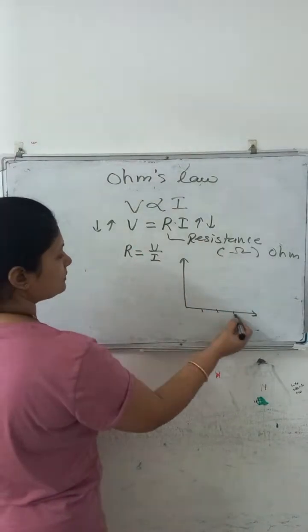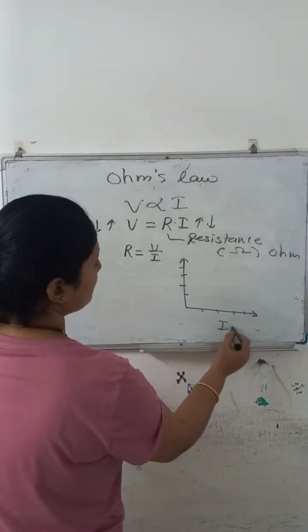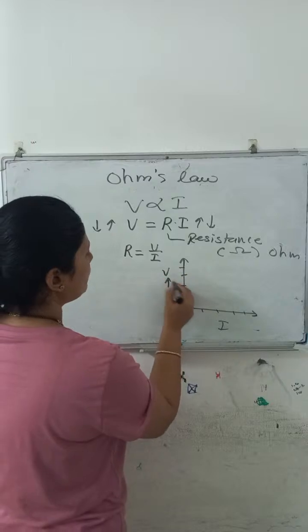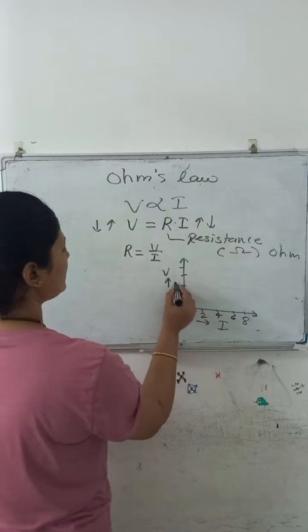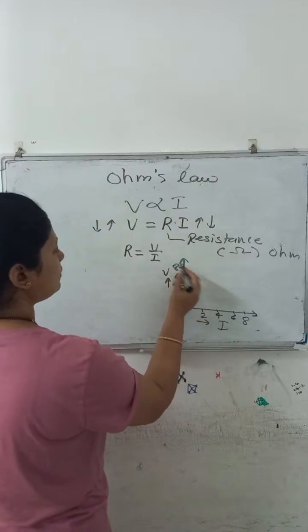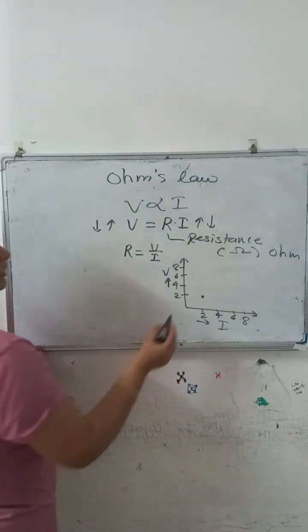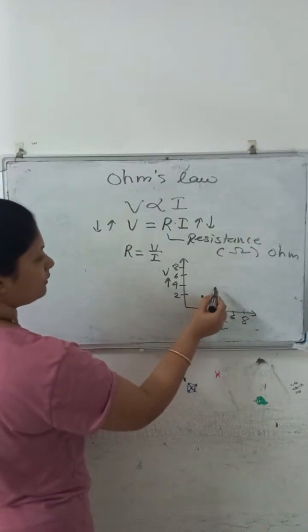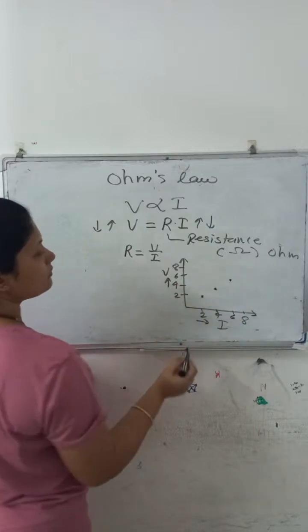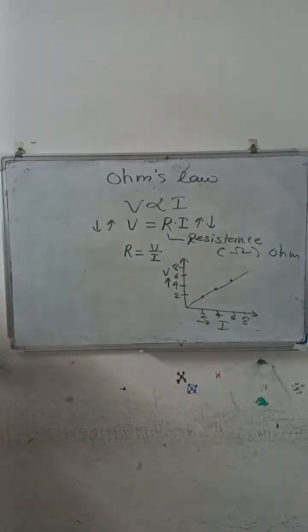Suppose we have current I on the x-axis, and voltage on the y-axis. Suppose we take 2, 4, 6, 8 on both with the same scale. When current is 2 ampere, voltage is also 2. When current is 4, voltage is 4. If voltage is 6, then current is also 6. If you join all the points, this gives a linear graph. So V and I are in direct proportion.